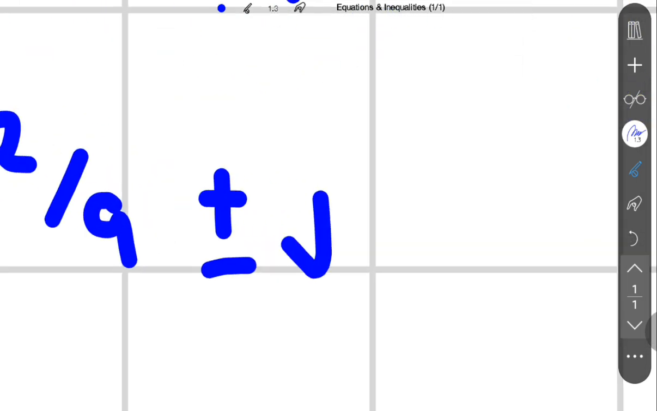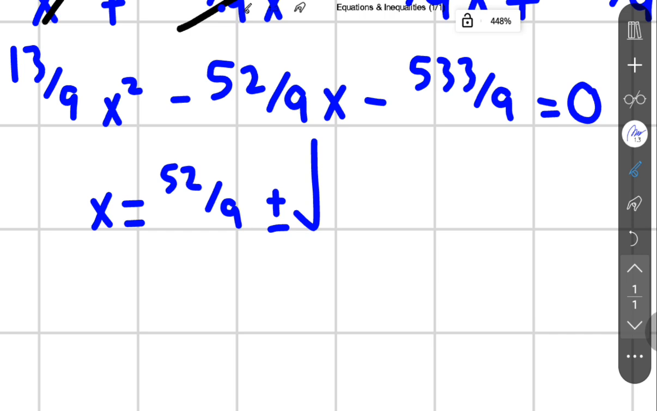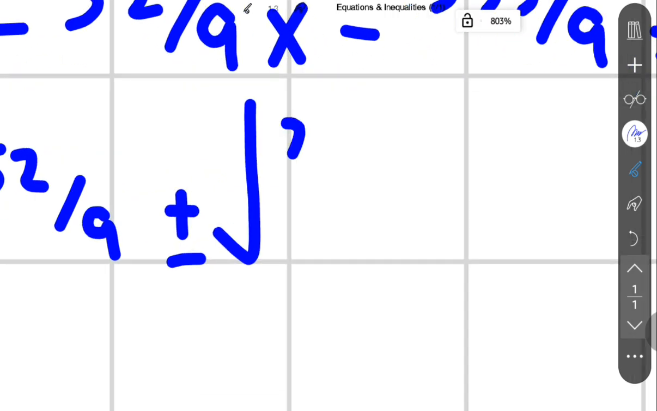Let me just open the square root. B squared. So let me just calculate b squared. Negative 52 over 9 all squared. So that's basically, oh my god, what are these numbers? Either way, we're going to calculate it with the calculator.